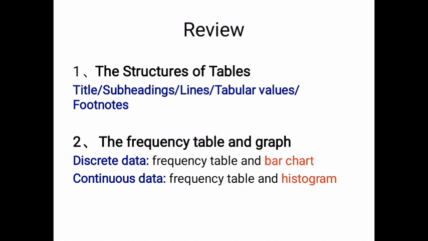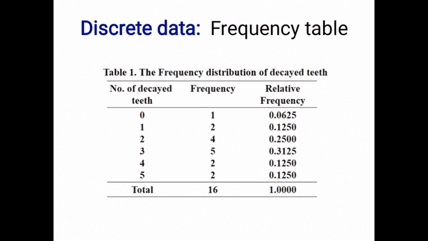For discrete data, the frequency table lists the frequency distribution of various values. But for continuous data, the frequency table lists the frequency distribution of different intervals, as the values of continuous data are often divided into different intervals. Now, let's look at the frequency table of discrete data. We take this table as an example.